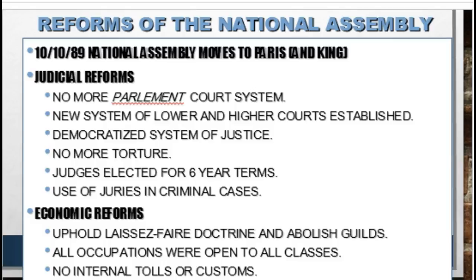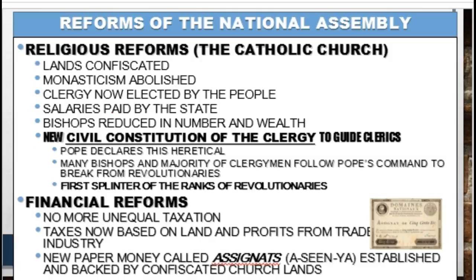We actually see more judicial reforms. There were no parliament or court systems in the provinces. A new system of lower and higher courts were established. They democratized the system of justice. No more torture. The judges that were in place were elected for 6-year terms. They used juries in criminal cases, again, temporarily here, and they made some economic reforms. They upheld laissez-faire doctrine of the day, and they abolished guilds. All occupations were open to all classes, and there were no internal tolls or customs.